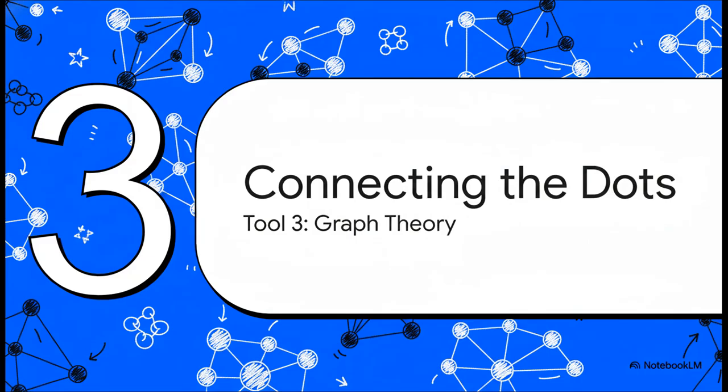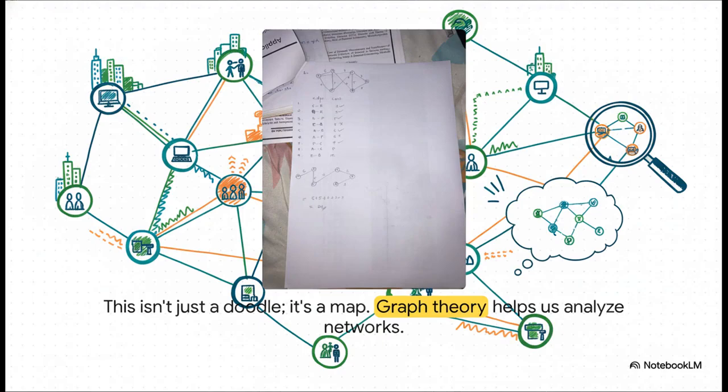And this one is my favorite because it's so visual. We're talking about graph theory. Now, when I say graph, don't think bar charts or pie charts from a business meeting. No. This is about one of the most powerful ideas in all of modern computing, how we visualize and analyze connections between, well, anything. Okay, so take a look at this.